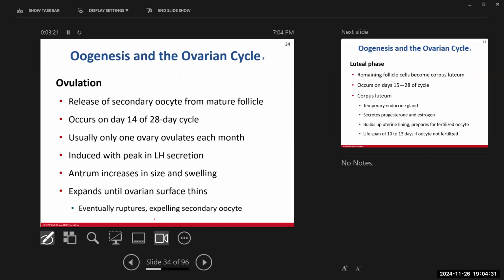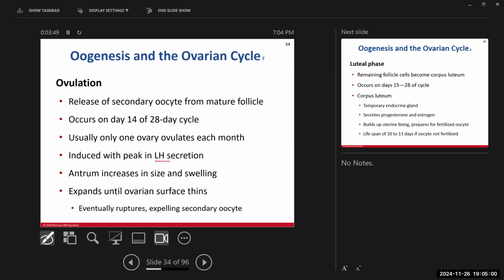So now we get to the midpoint. Ovulation. This is day 14. This is where that mature follicle is going to pop, burst, whatever you want to call it, and release that secondary oocyte into the fallopian tube, the uterine tube. And what causes this is going to be the luteinizing hormone.